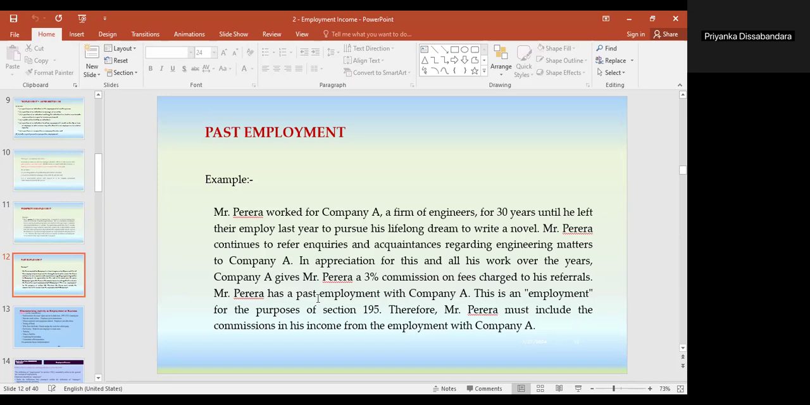Mr. Pereira continues to refer inquiries and acquaintances regarding engineering matters to company A. In appreciation for this and all his work over the years, company A gives Mr. Pereira a 3% commission on fees charged to his referrals.